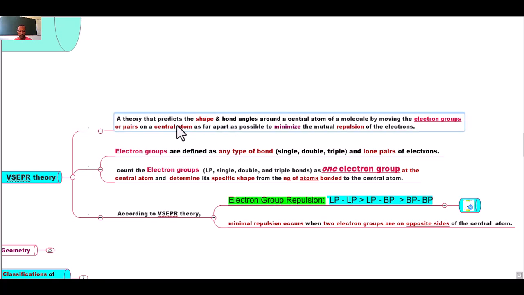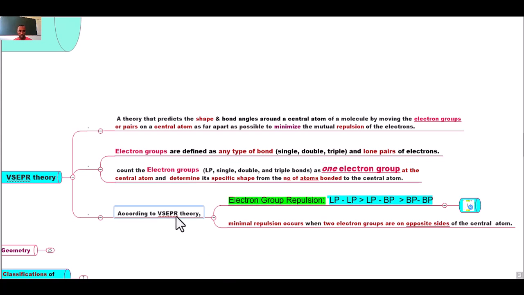These electron groups are any type of bonds, may be single, double or triple, and may be lone pairs of electrons. What you are going to do is count the electron groups on the central atom, where a lone pair, or a single, double or triple bond each counts as one electron group, and then determine its specific shape from the number of atoms bonded to the central atom.